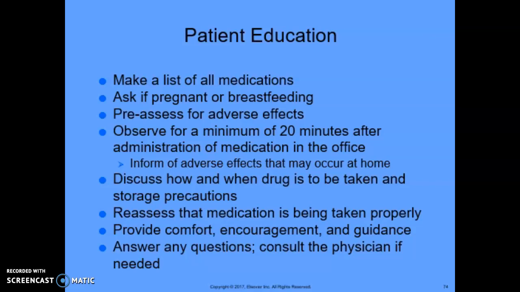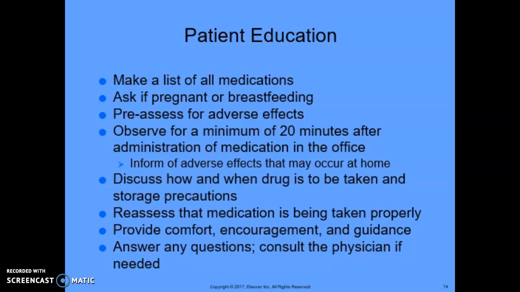Pre-assess for adverse effects. If we're going to be dispensing in the office, we want to make sure that we keep them in the office and observe for a minimum of 20 minutes after administration of a medication. This is so that we make sure that there aren't any adverse effects right after they take it, since we dispense it in the office. And we also want to inform them of the adverse effects that can occur at home. And we've been practicing that already with our patient education and our forms.